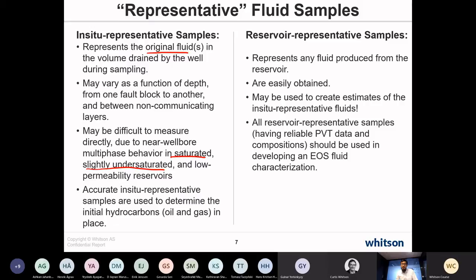And this is another important point that Curtis mentioned in the previous slide: for all the reservoir representative samples, if you have reliable PVT data, meaning good quality PVT data measured on those samples, and good quality compositions that are not contaminated, for example, with oil-based mud, then those should be used to develop an equation of state model. It doesn't matter if the sample is in situ representative or not. Those samples and their associated PVT data should be used to develop a very robust equation of state model.